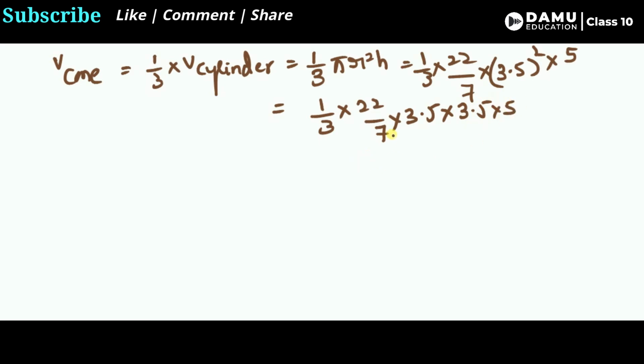So 3.5 is nothing but 7 ones are 7, 0.5 fives are 35. So let's take this as 22 into 0.5 into 3.5 into 5. So let's move on to this 3.5 into 5. It is 1 by 3 into 22 into 0.